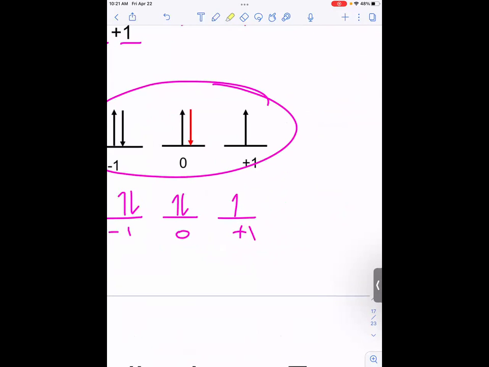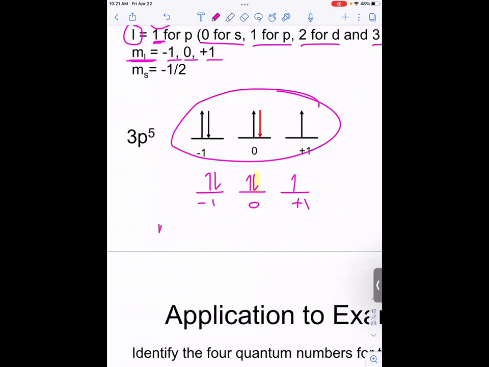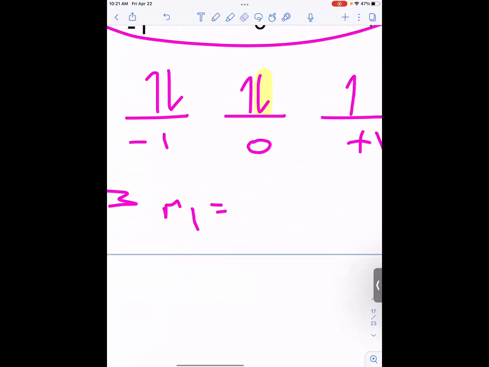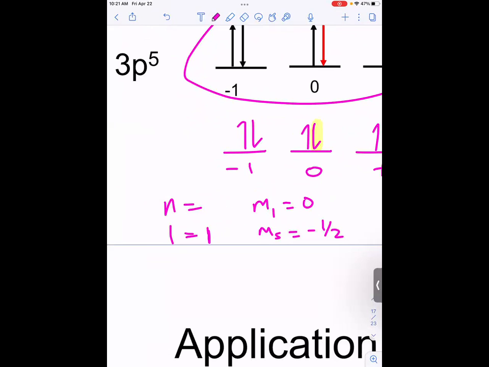So the quantum numbers for 3p5, which is this last electron that I put in, the four quantum numbers are going to be: N is 3, L is 0, M sub L, I'm sorry, L is 1, M sub L is 0, and then M sub S is -1/2. So N is 3, that means it's in the third energy level. L is 1, that means it's in a p orbital.